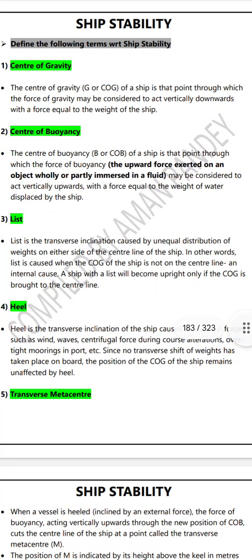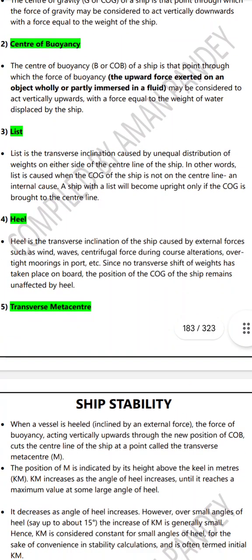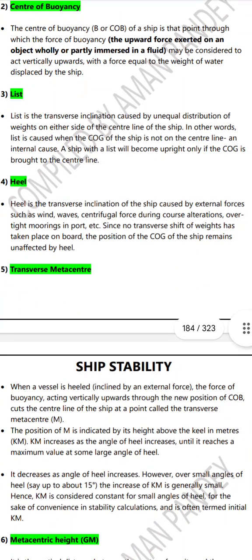The center of gravity is that point through which the force of gravity may be considered to act vertically down. The center of buoyancy is that point through which the force of buoyancy may be considered to act vertically upward, with a force equal to the weight of the water displaced by the ship.